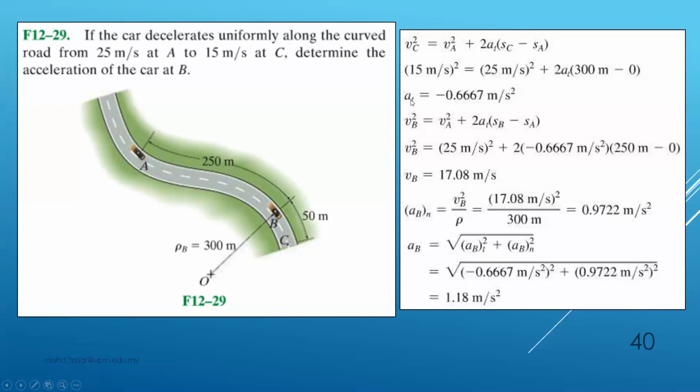You notice that the tangential component from A to C is the same, because the car decelerates uniformly. However, the normal component is not the same, because at point B, rho B is 300 meters. At C it will be a different value, and at A, rho A would also be a different value. So the magnitude at A, B, and C will not be the same. That's due to the fact that the normal acceleration is changing at these three positions. However, the tangential is the same. Okay, thank you.